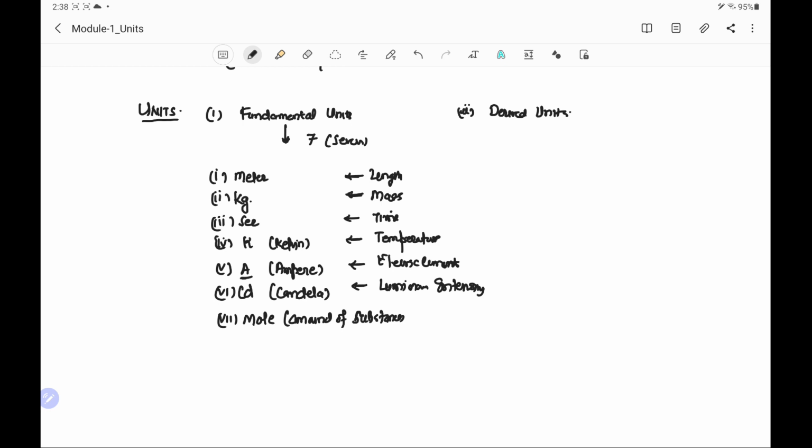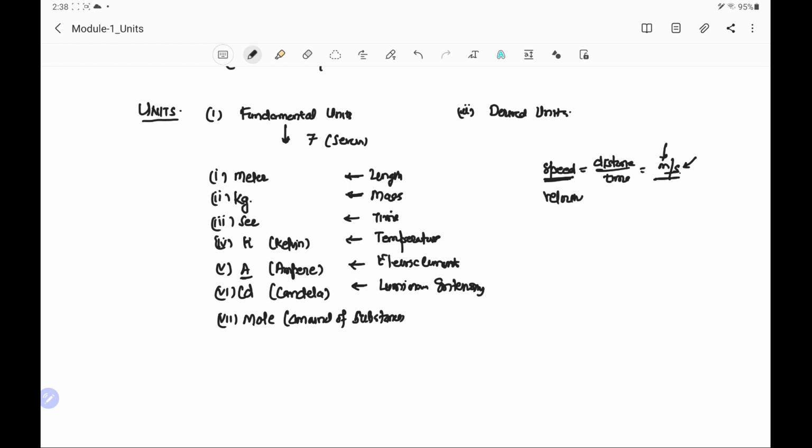And all other units of the derived quantities are known as the derived units. For example, speed. Speed is defined as the distance by time, and its unit is meter per second. Unit of distance is meter and unit of time is second. This is the fundamental unit. This is also fundamental unit, and unit of speed is defined in terms of fundamental units as meter per second. So meter per second is the derived unit of the speed.